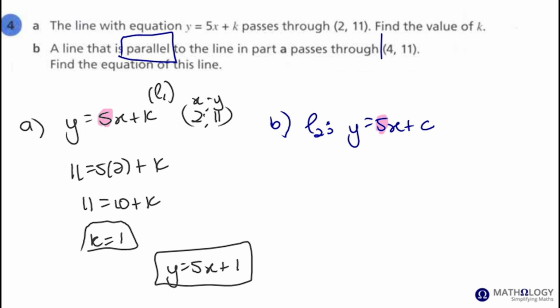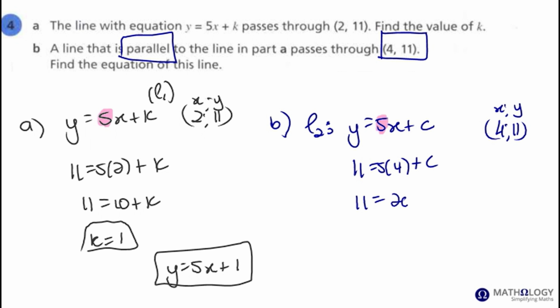Now line 2 passes through the point (4, 11). So the x-coordinate is 4, the y-coordinate is 11, and we substitute that point into the line. 11 equals 5 times 4 plus c. 11 equals 20 plus c. c equals minus 9. So line 2 is given by y equals 5x minus 9.